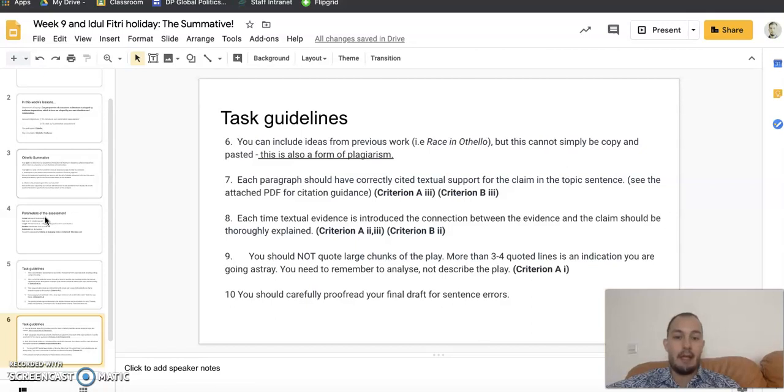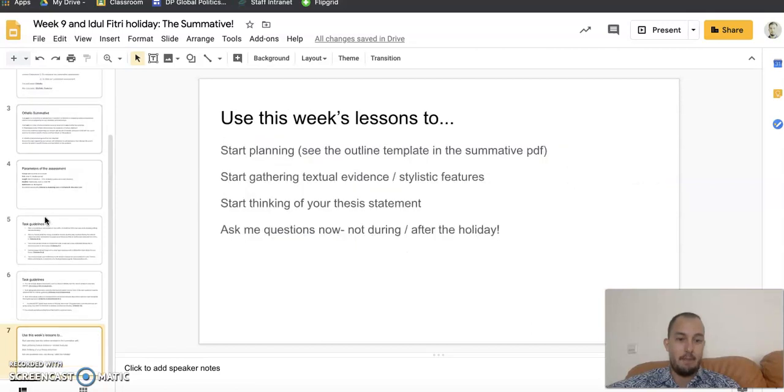And you should really carefully proofread your final draft for errors. Okay? So basically what you should use this week for: start planning, see the outline template that I'm going to show you, start thinking about textual evidence, start thinking about stylistic features, start thinking of your thesis statement. It's much better if you ask me questions on this now rather than on June the 2nd or June the 3rd at 3:30 p.m.